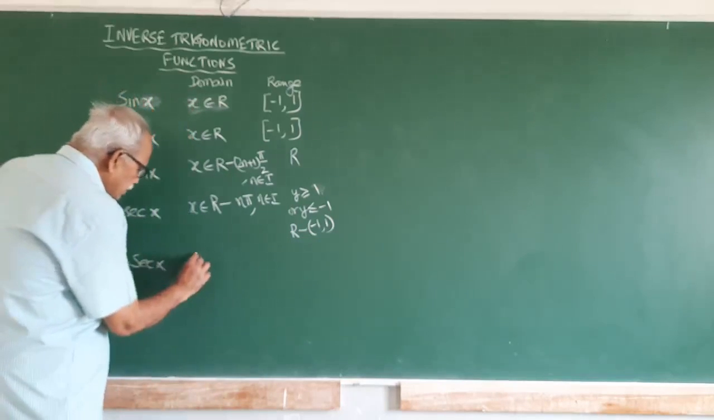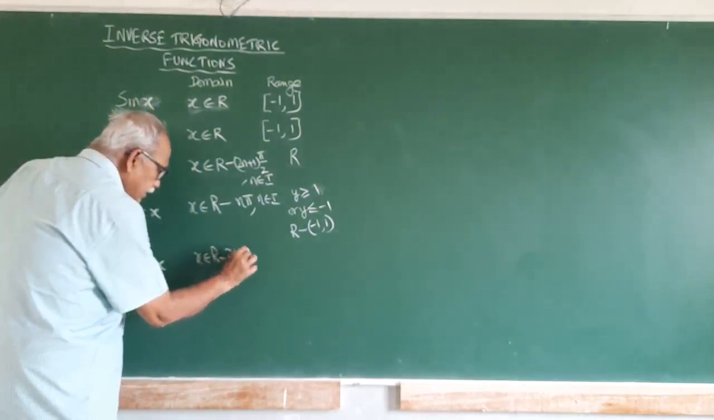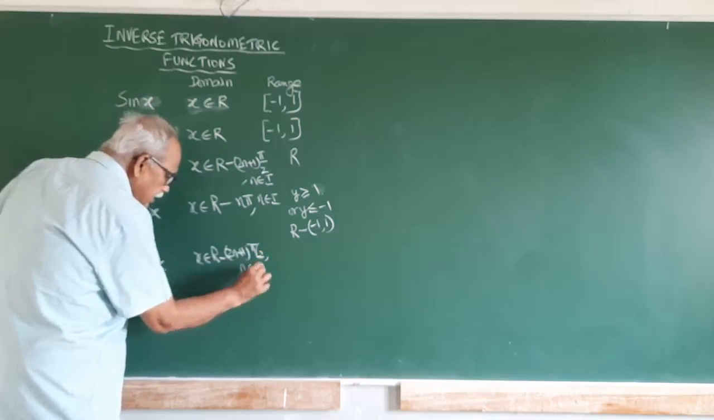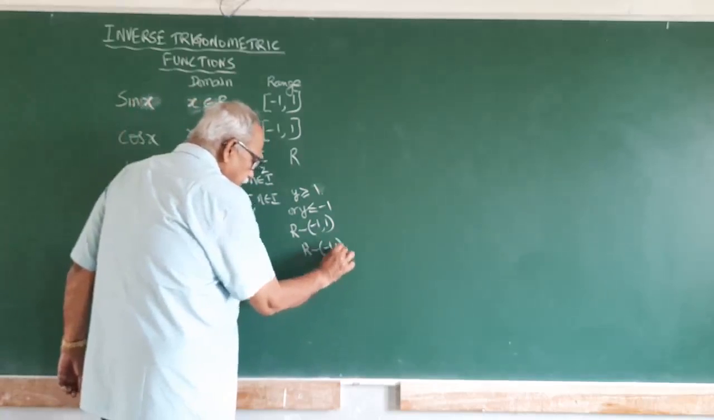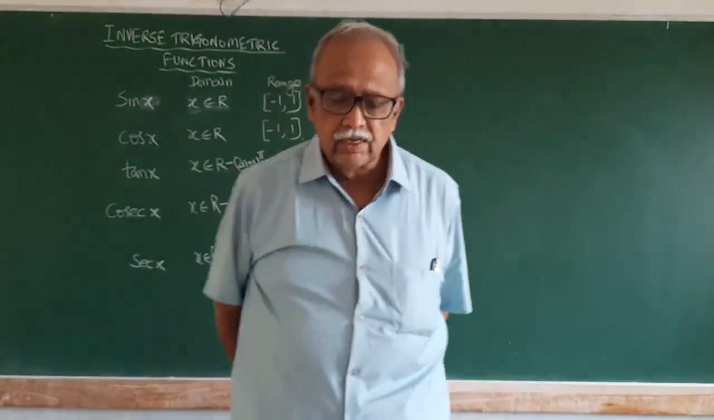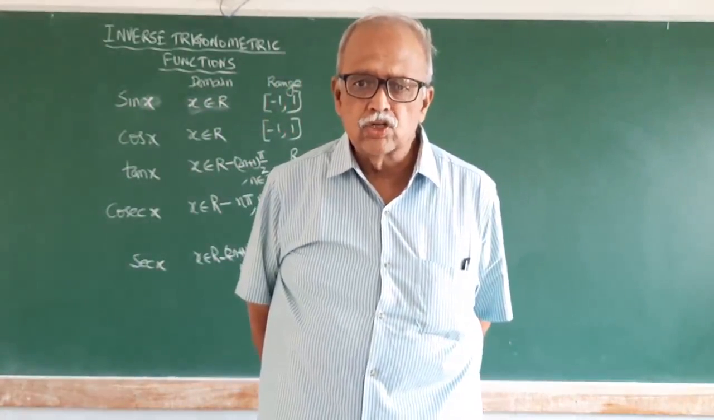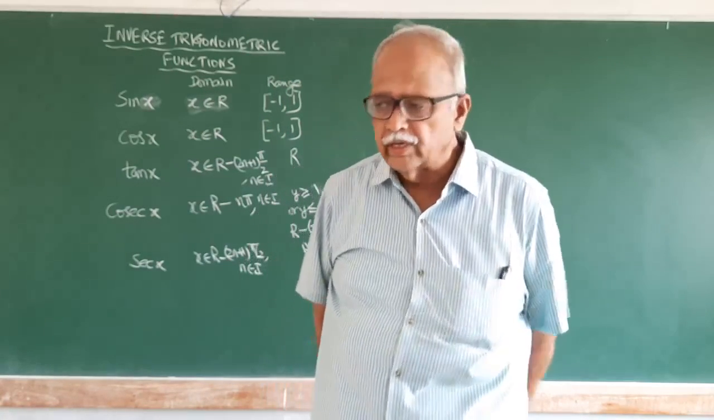Secant x: x belongs to R minus, again, (2n plus 1) pi by 2, n belongs to integer. Now this is also R minus (minus 1, 1). So for cosecant x and secant x, the range is all real numbers except those numbers between minus 1 and 1. All the other numbers you can take. Okay.